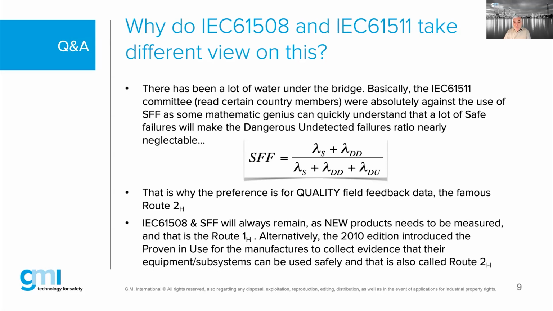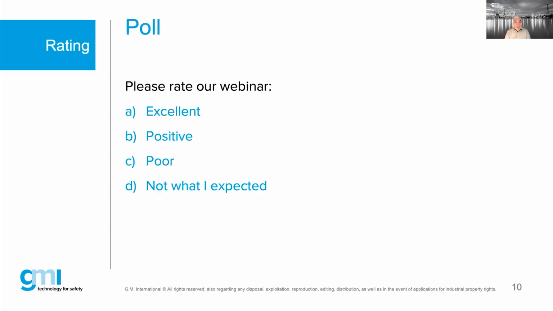So, second bullet, that is the reason why today the quality field feedback is, let's say, the preference from the 61511. 61508 and safe failure fraction will always remain. It will not disappear, not even in the very near future. Why? Because any new product has no failure rate, has no feedback data from the field. We will have to do the theory approach. We will have to do the FMEA. We will have to do the FITs. We will have to do the safe failure fraction calculation. That is why it will always remain for the rest of our career in safety.